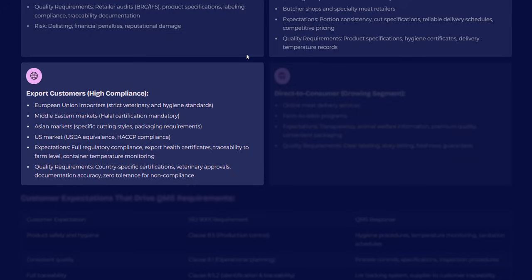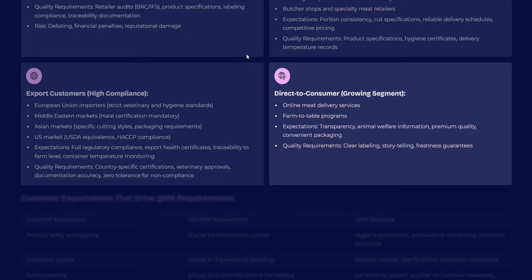Their expectations here: full regulatory compliance, export health certificates, traceability to farm level, and container temperature monitoring. Quality requirements: country specific certification, veterinary approvals, and documentation accuracy, zero tolerance for non compliance.